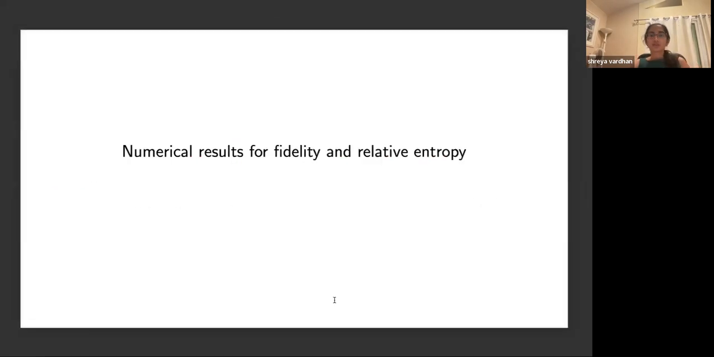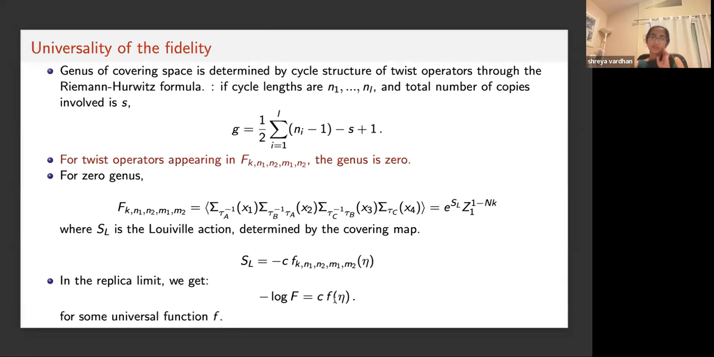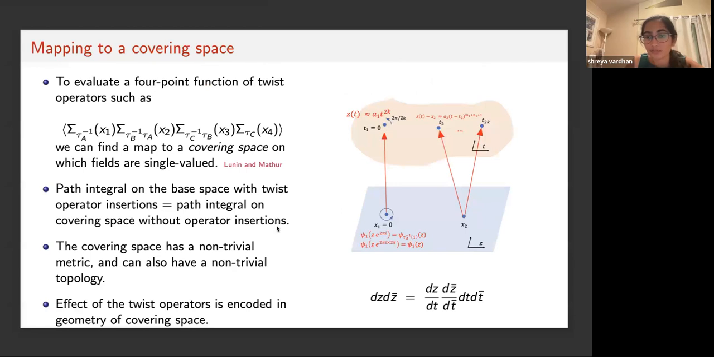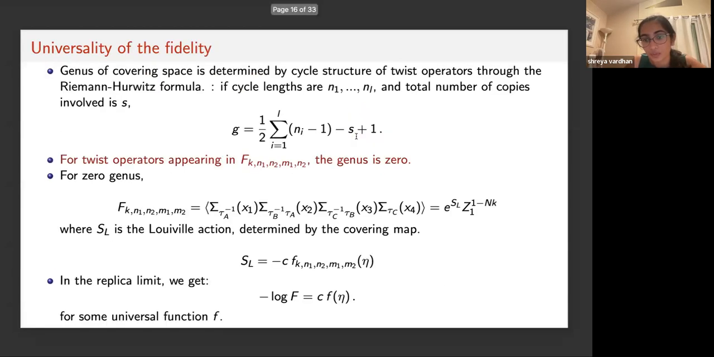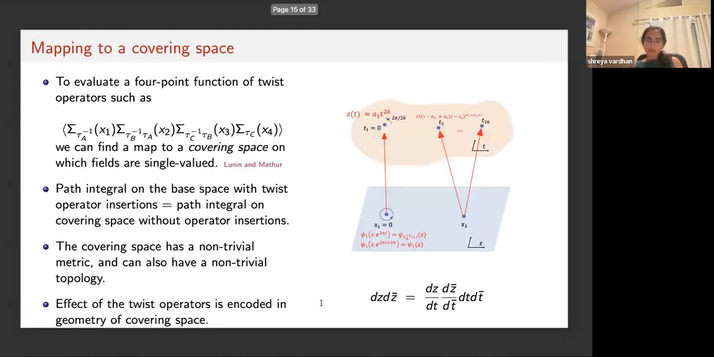Good. So now, one thing that would be nice would be if we could explicitly find what this covering map is. And then we would be able to evaluate this Liouville action analytically and take the replica limit and find this fidelity for all values of the cross ratio. It turns out that there are some difficulties in doing this. So there are some general methods for evaluating what this function z of t should be.